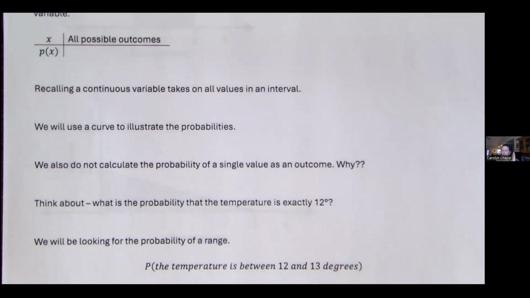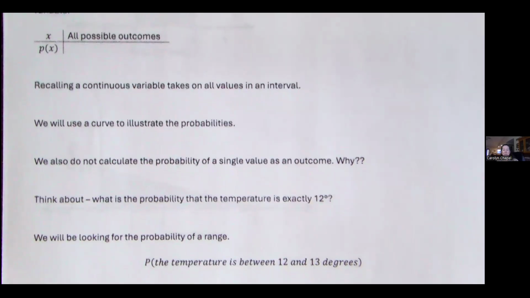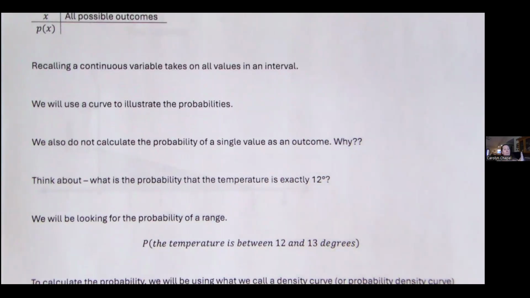It's like one out of infinity, which is basically nothing. So if you think about it, what's the probability of the temperature being exactly 12 degrees and not 12.0000000001 or 11.9999999? There are so many possibilities for temperatures. The probability for it to be exactly one value is very, very tiny. So we're going to be looking for probabilities on a range. So possibly like the probability that the temperature is between 12 and 13, or bigger than 12, or higher than 12, or lower than 12.